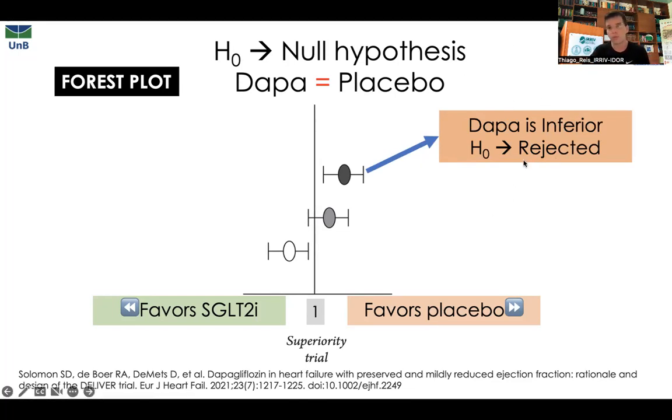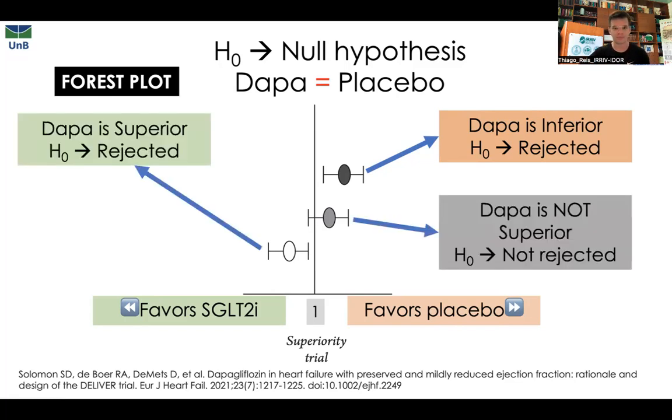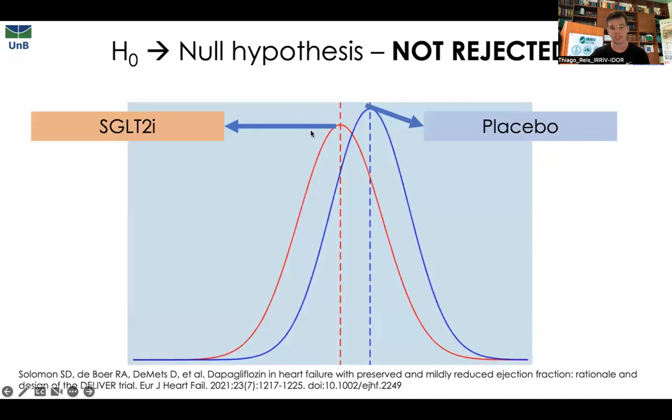And then we will refute the null hypothesis, because the null hypothesis says that both intervention and placebo are equal. In this case, we had the opposite. We had placebo better than intervention. So here are our 3 possibilities. On the left, Dapa is superior, so the null hypothesis is rejected. Here, Dapa is not superior, so the null hypothesis is accepted. And here on the top, Dapa is inferior to placebo. The null hypothesis is also rejected.